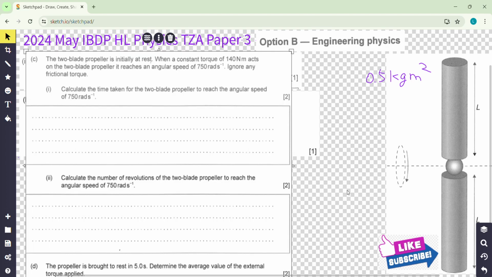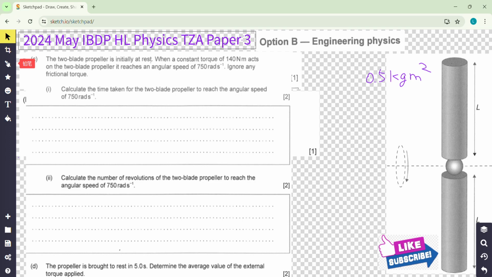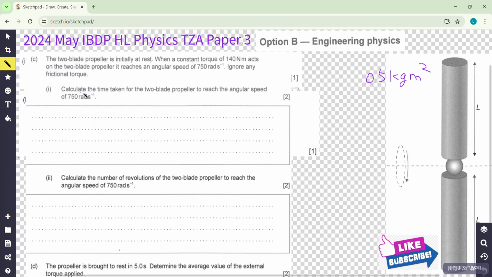So next step, we have parts C1, C2, and part D. All are very good questions. First of all, look at the question again. Calculate the time taken for the two-blade propeller to reach the angular speed given. So we talk about the time. You have the change of angular speed, from rest, so the delta omega is given.